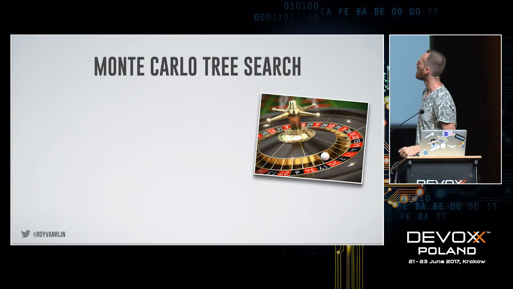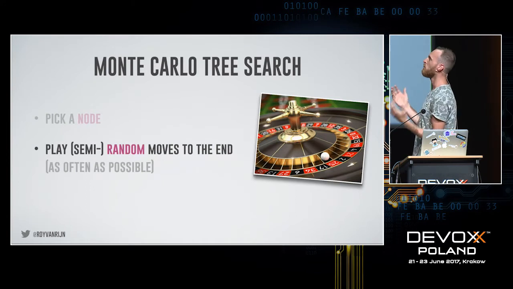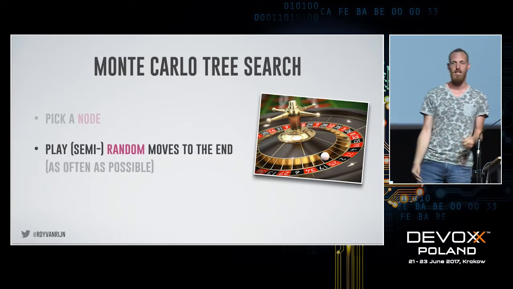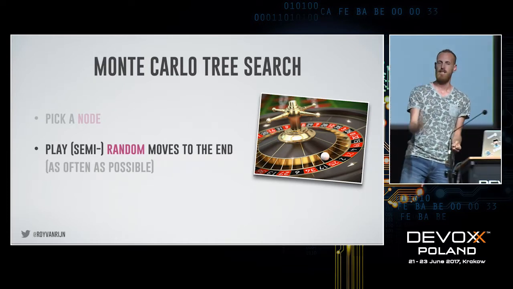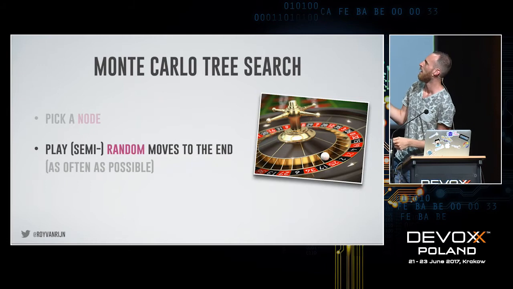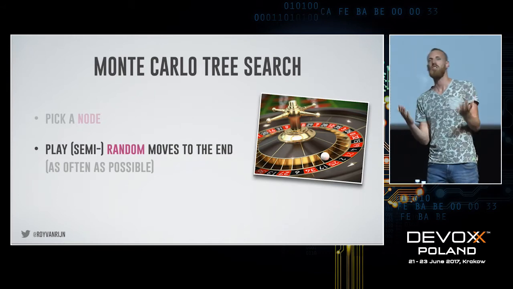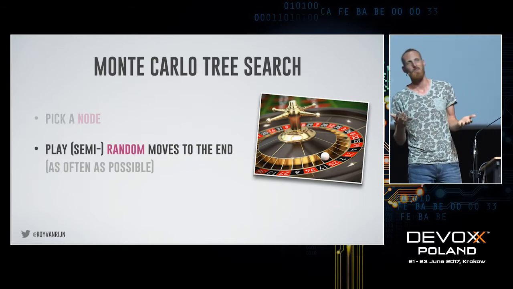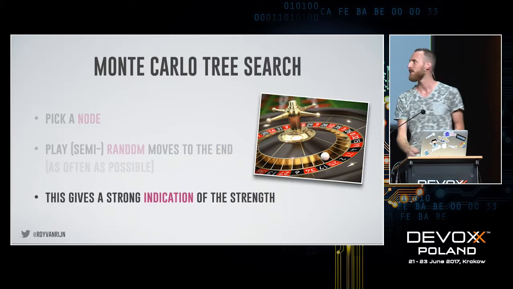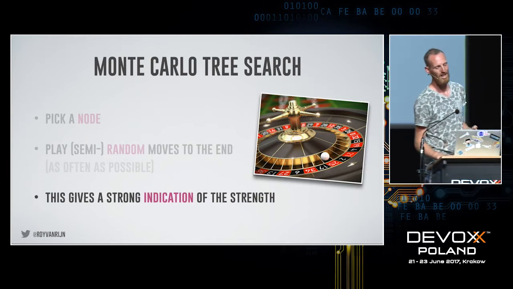How does it work? You pick a node, and you just play semi-randomly to the end. Just pick random nodes, go to the end, see if we win or not. And we do that another time, another time. We do that thousands, millions of times. And maybe we win 60% of the time, 10% of the time it's a tie, and that says something about the strength of that move. But not really, it's still pretty random. But it does give an indication of the strength of that move. But it's not that good.